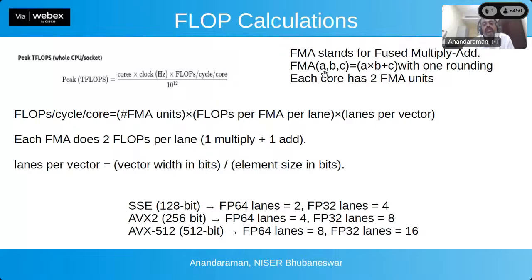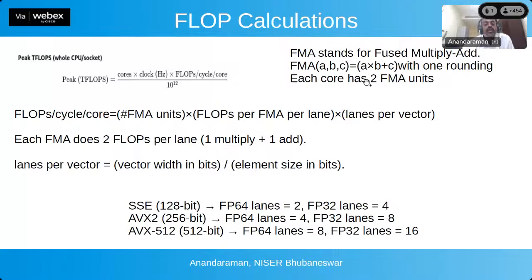It is actually one instruction, but it can do two operations: one multiplication and one addition in one instruction. That is called a fused multiplication adder. For example, A, B, C are the inputs for the FMA, then it will do A times B plus C. So in a single instruction, these two operations are carried out with one rounding. Each core has two FMA units.